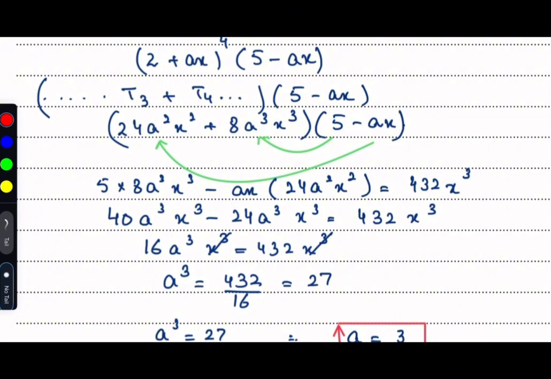So this is 40a cube x cube minus 24a cube x cube. So 40 minus 24 is 16a cube x cube equals 432 x cube. This gives us the answer. X cube gets simplified and a cube shall be 432 divided by 16, which is 27, and the cube root of 27 is a. Therefore, a should be having the value 3 here. So this is how this question should have been done.